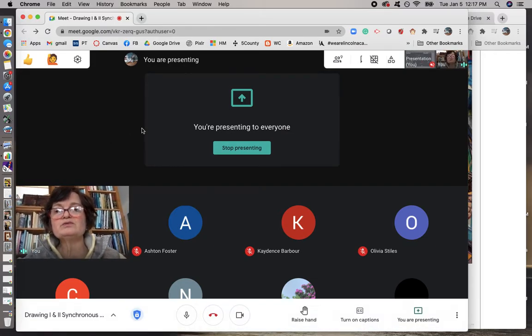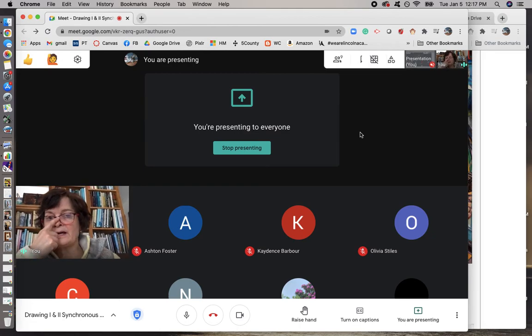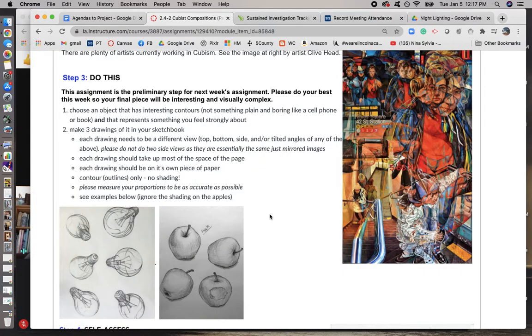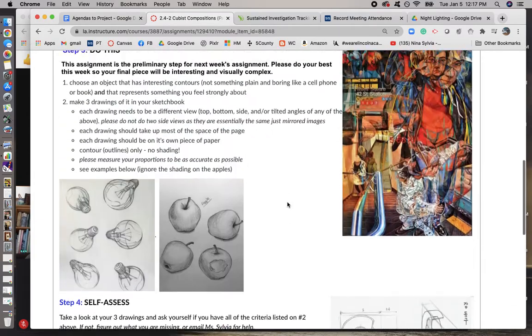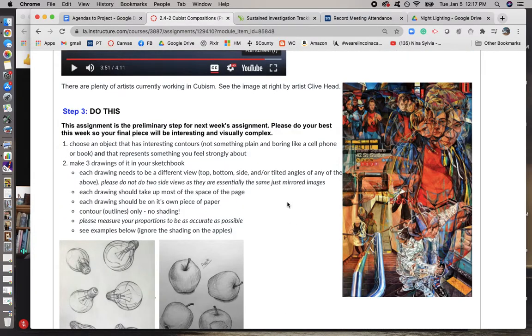So like I said, we'll do more of this measuring and angle work in class, but for this week's homework, we're looking for 3 different views of an interesting object that is meaningful to you.